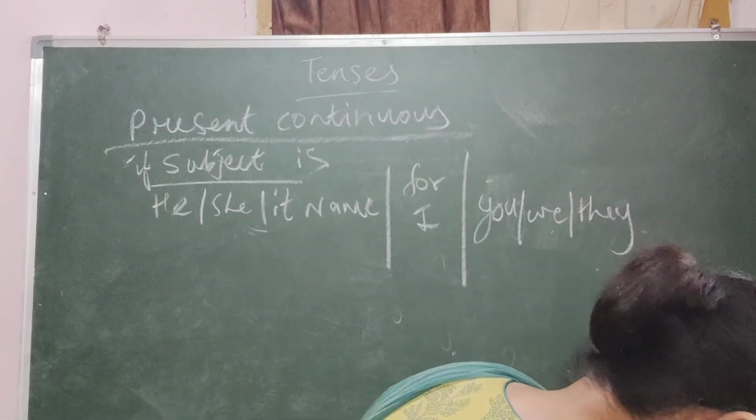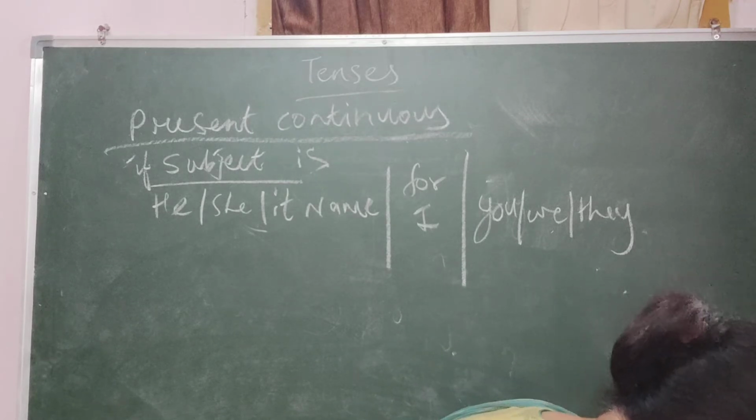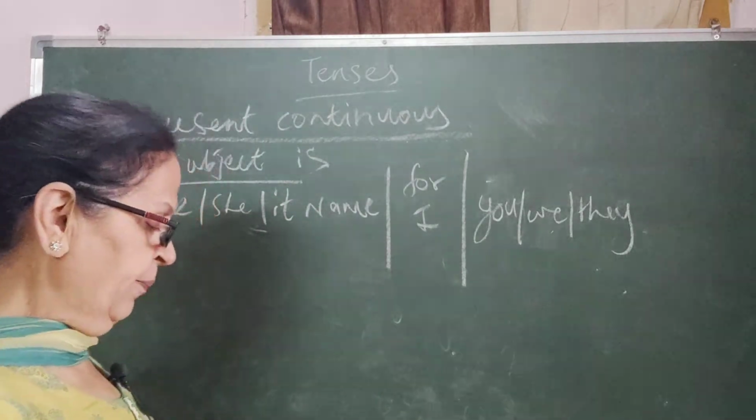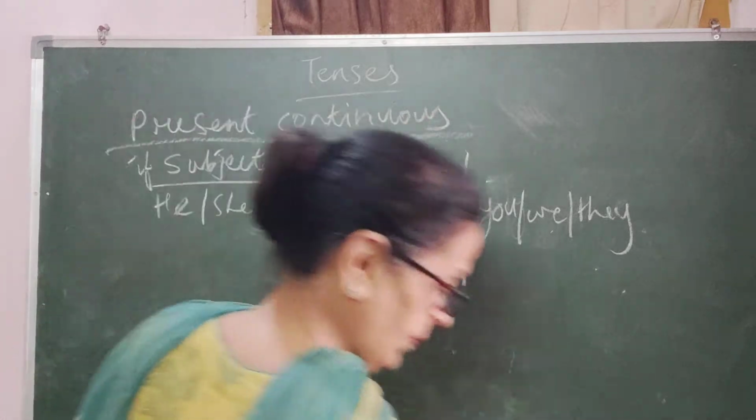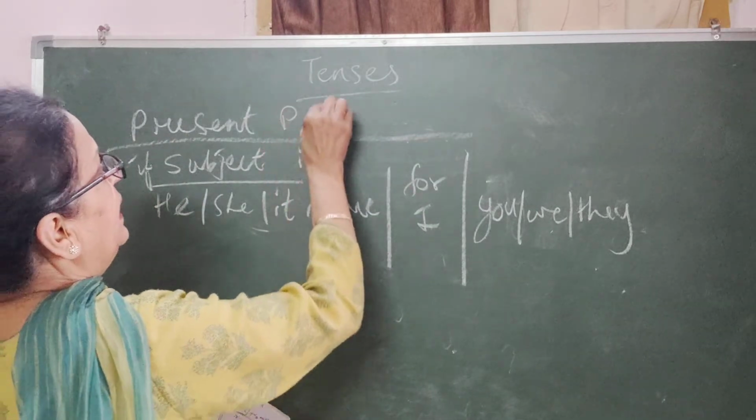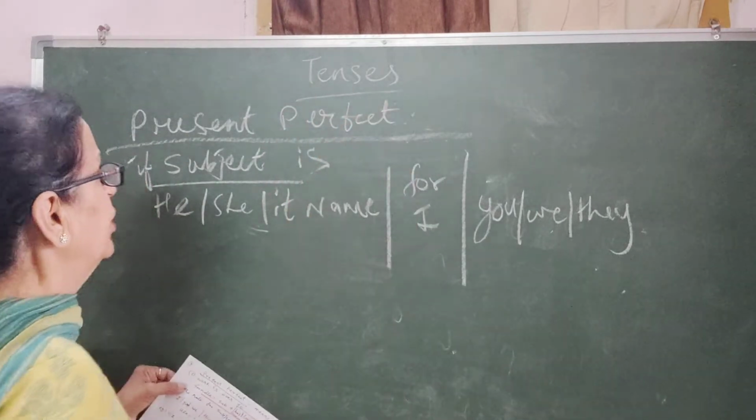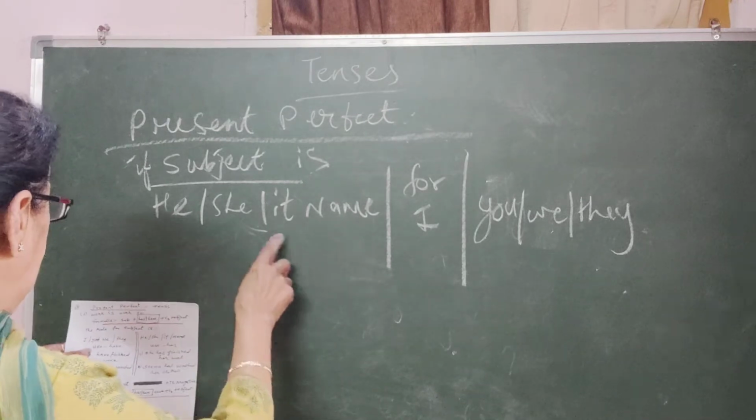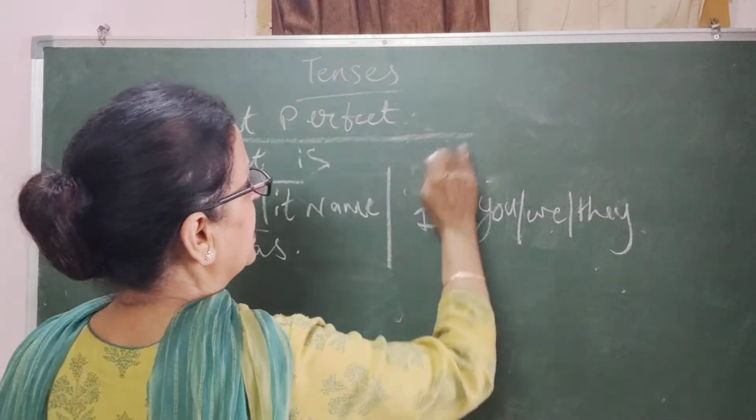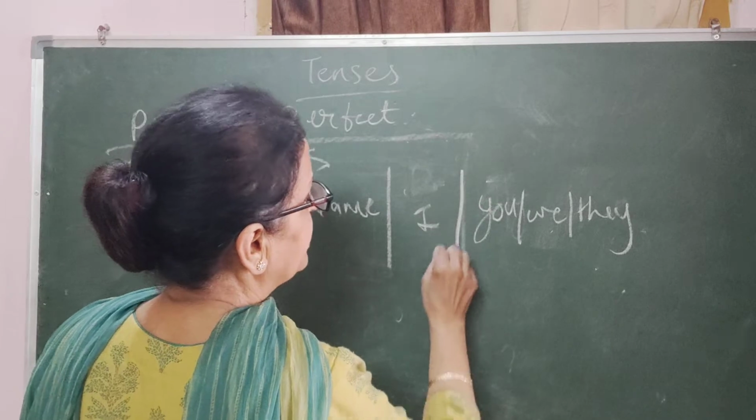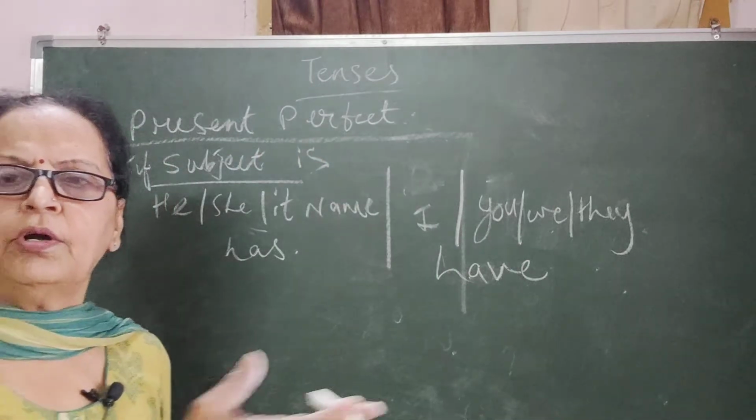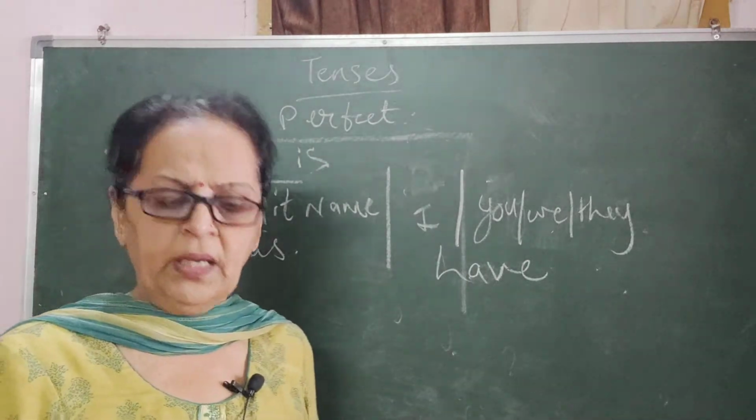Now after finishing the present continuous, we are going to move on with the present perfect. Right, we are going to move on for the present perfect tense. Present perfect. This is my third category, subdivision. Now if the subject is he, she, it, we are going to use has. And if the subject is I, you, we, they, it becomes have. The verb which is used is have. Very simple. I am giving you the logic first so that you can make sentences very easily.